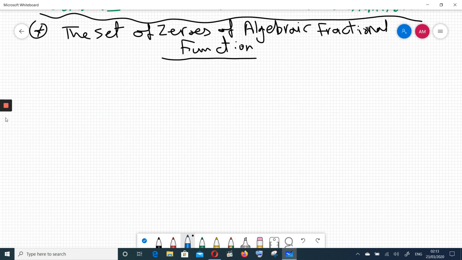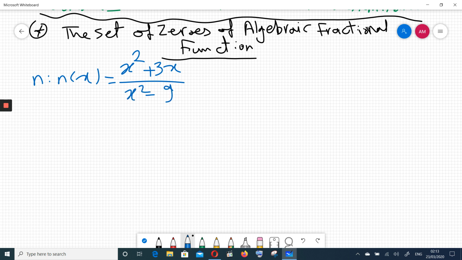Now, what about the set of zeros of algebraic fractional functions? The set of zeros means the values that make this algebraic fractional function equal 0. For example, n of x equals x power 2 plus 3x over x power 2 minus 9.